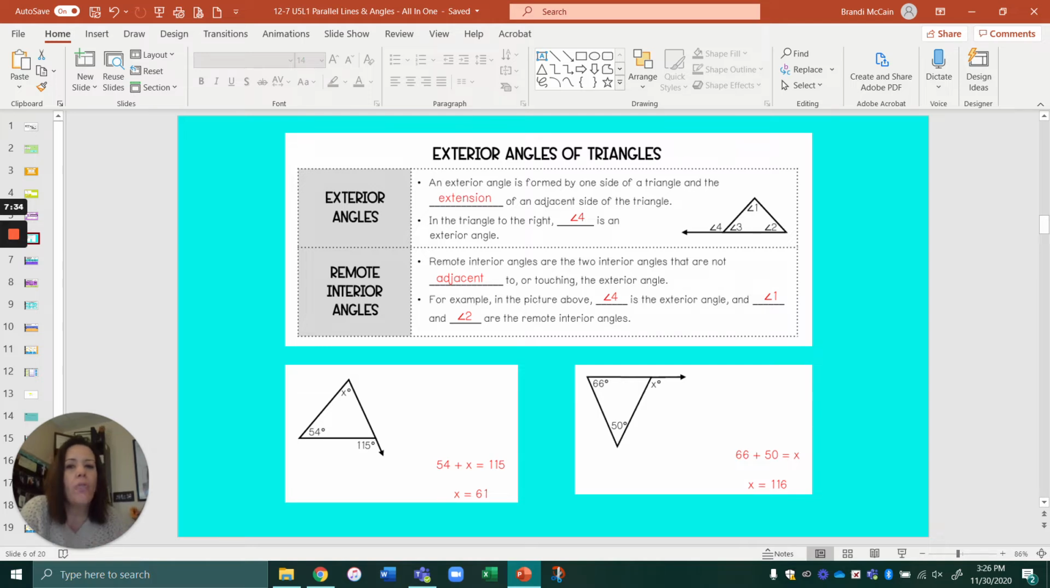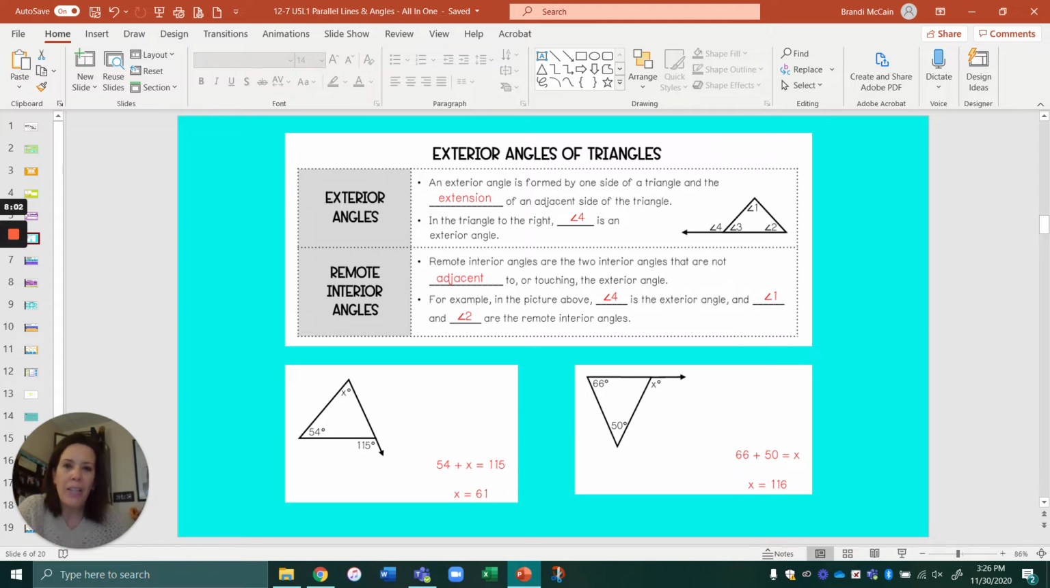And in the triangle on the right, angle 4 is an exterior angle. It's outside of the triangle. 1, 2, and 3 are inside. 4 is exterior, outside. Okay, and then you need a remote interior. Remote interior angles are the two interior angles that are not adjacent or touching the exterior angle. So if angle 4 is here, the two angles that are not touching it are 1 and 2. In the picture above, angle 4 is exterior and 1 and 2 are the remote interior.